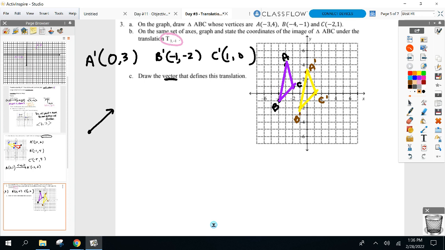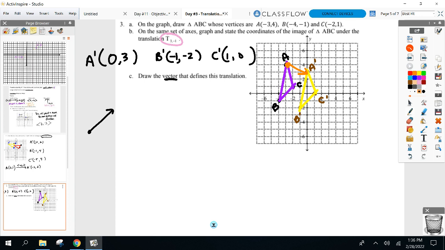Easiest way to draw the vector, start at one of your pre-image points and go to your image. So if I start at A, there's where I started. Draw me an arrow that says you went right 3, down 1. Well, I ended up at A prime, and there it is. There's my vector.